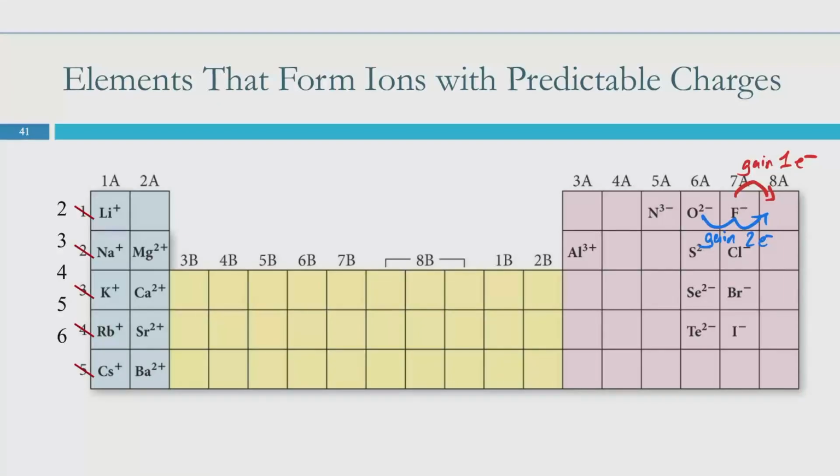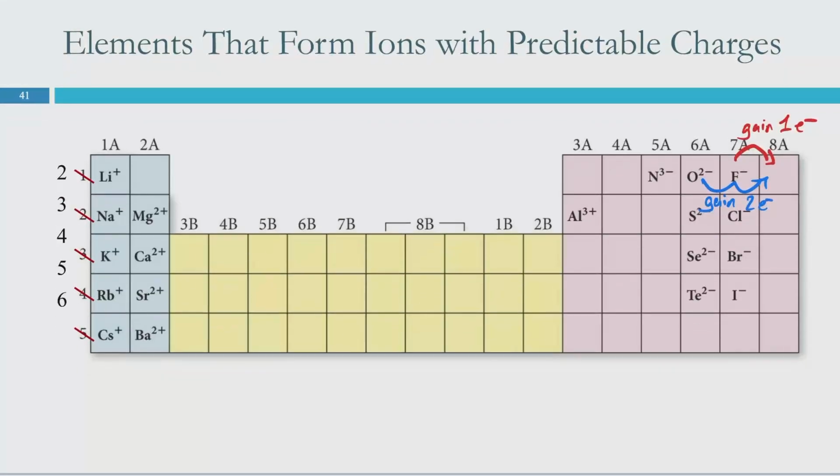This is the idea behind our main group elements that form 1 charge for their ions. They don't form multiple charges. It's because of their electron configuration and how many they would need to gain or lose to become a noble gas configuration.